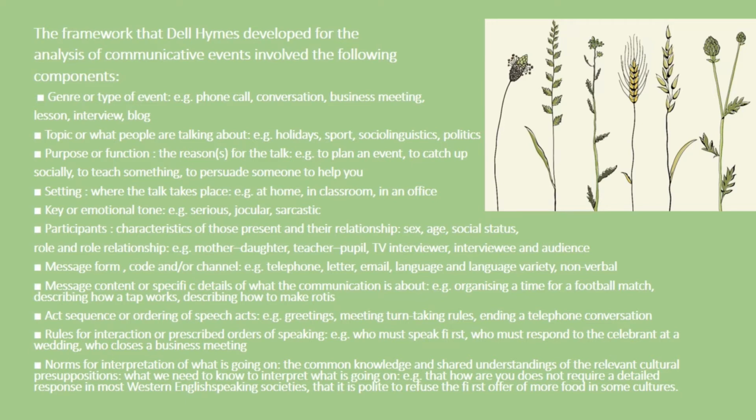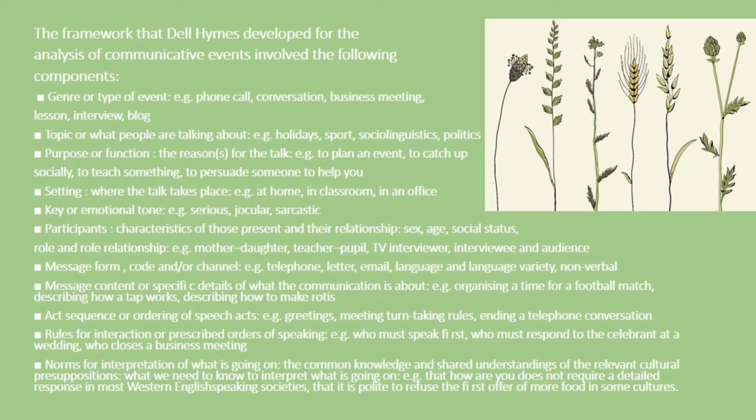Participants, which means the characteristics of those present and their relationship, like sex, age, social status, and role relationship. The next is message form, code, and/or channel. The examples are telephone, letter, email, language, and language variety. The next is message content, or specific details of what the communication is about, such as organizing a time for a football match and describing how a tap works.